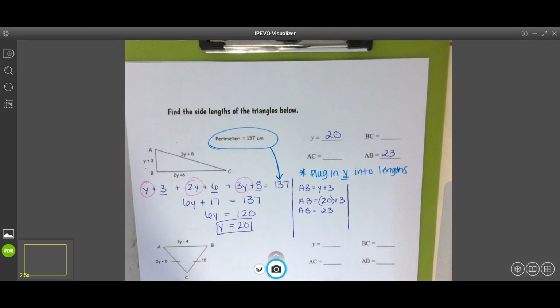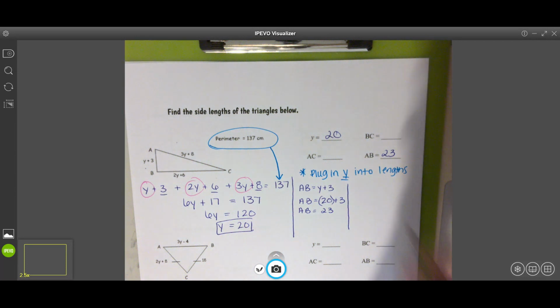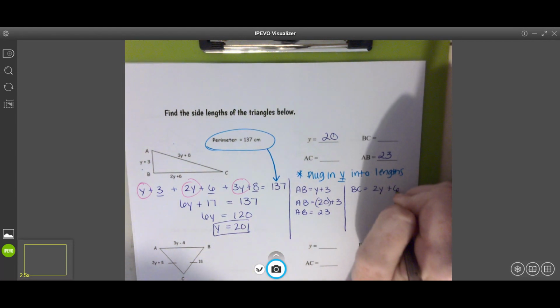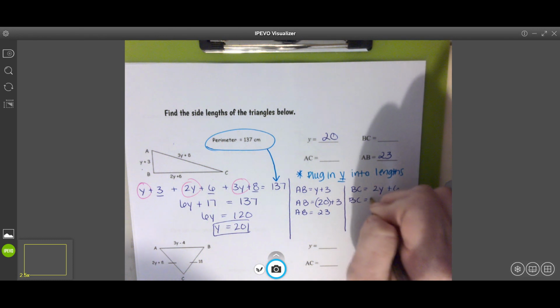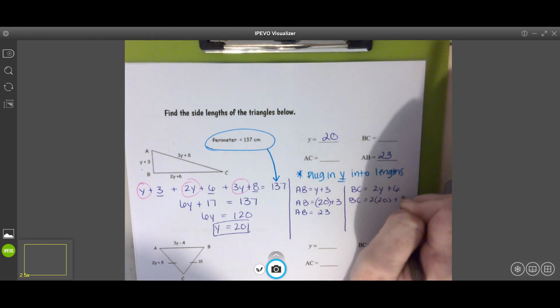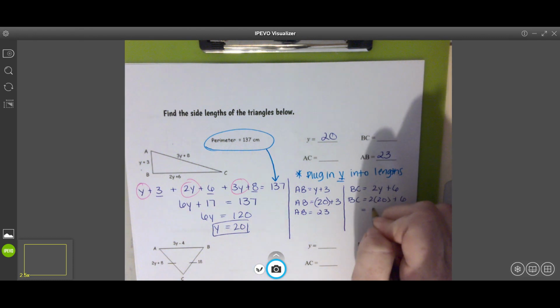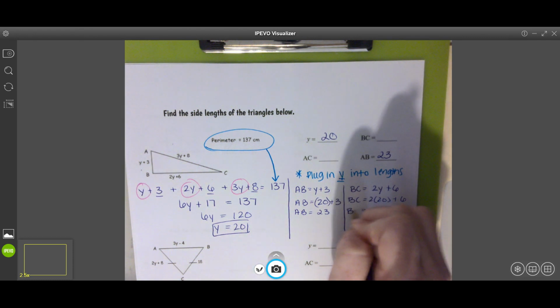All right, moving on, I'm going to go to BC. So BC is 2y plus 6. So again, we're going to substitute in. So 2 times 20 plus 6. So 2 times 20 is 40. Add that 6, it gives me 46.